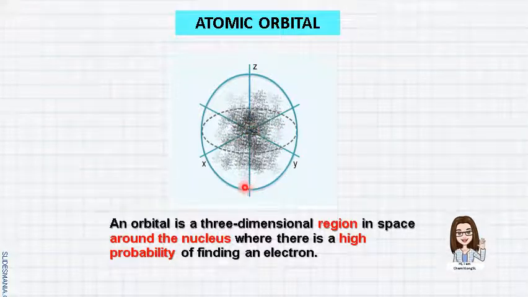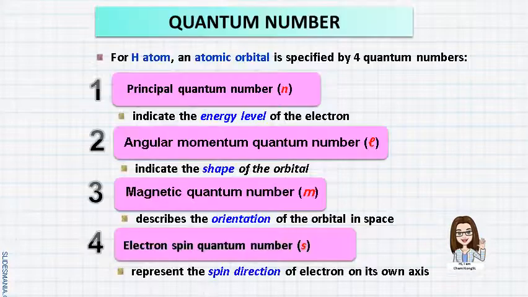An orbital is a three-dimensional region in space around the nucleus, where there is a high probability of finding an electron. It can be here, anywhere around this region.